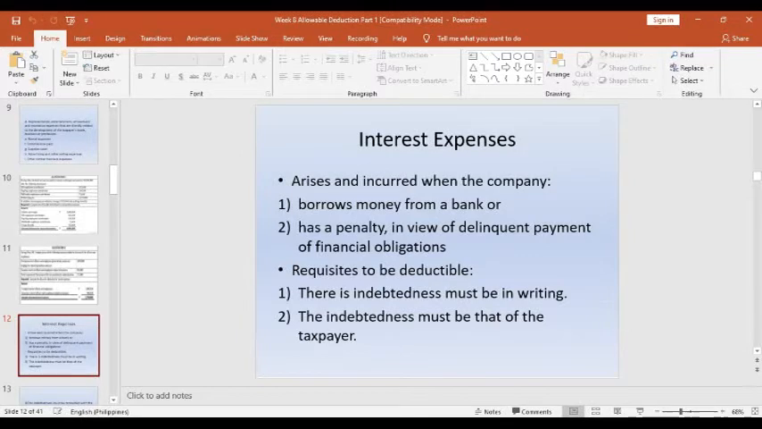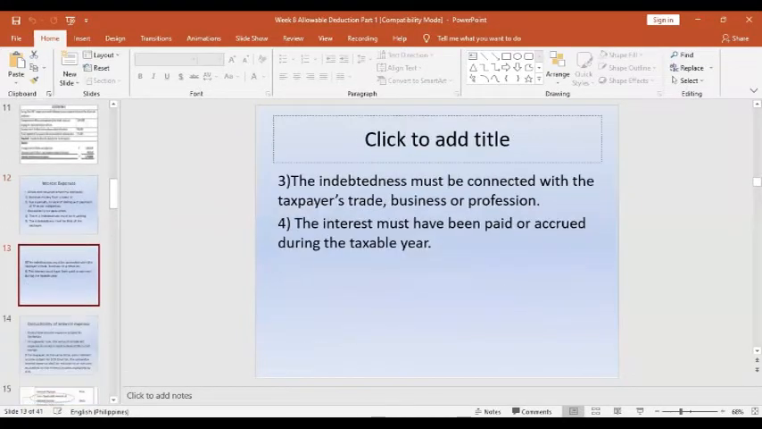The interest expense can be deductible if the indebtedness must be in writing. The second one, the interest expense is deductible if the indebtedness must be that of the taxpayer. So it must be in writing, and this interest expense is for the taxpayer. Because if you are paying interest expense not for the taxpayer in the business, then it will not be deductible. The third one is the indebtedness must be connected with the taxpayer's trade, business, or profession, of course, because if the interest expense is not connected to the business of the taxpayer, then it will not be deducted. And the interest must have been paid or accrued during the taxable year. So it means that the interest must have been paid, or it can be accrued during the taxable year.